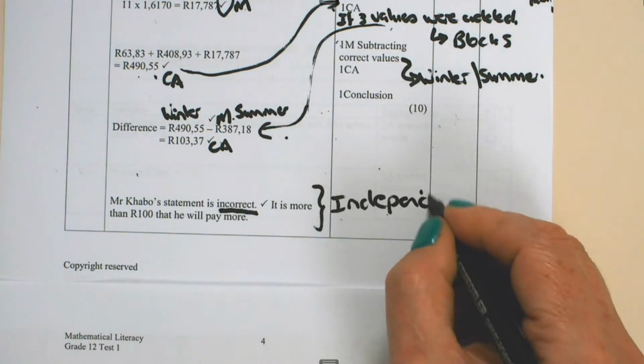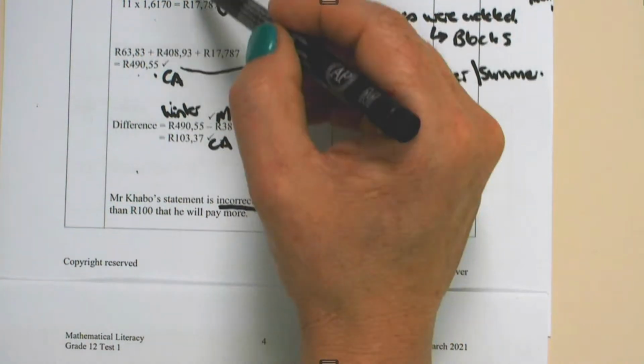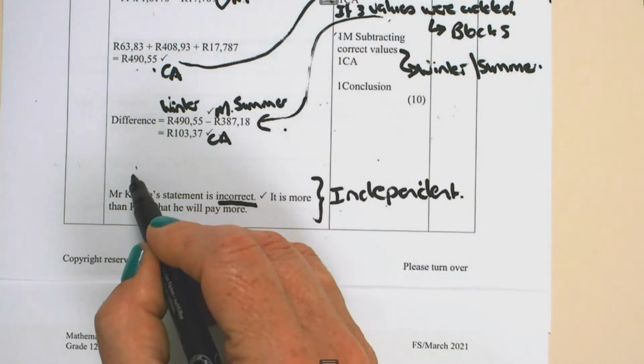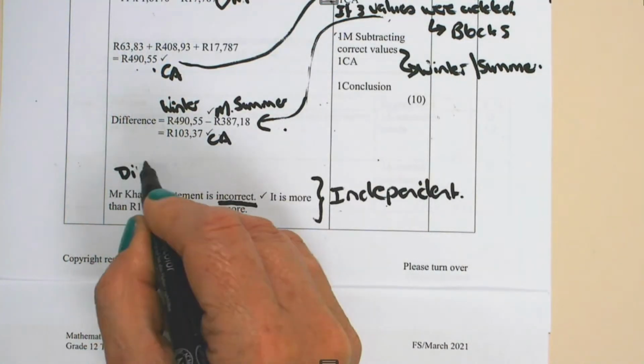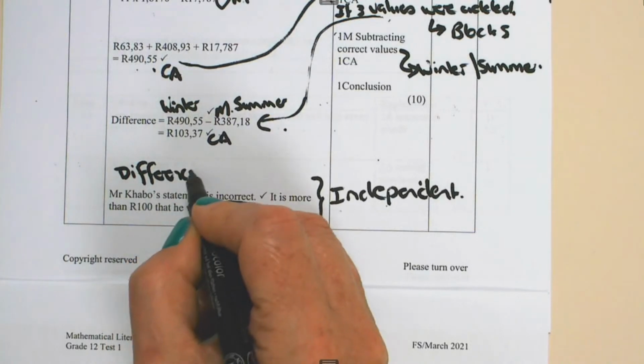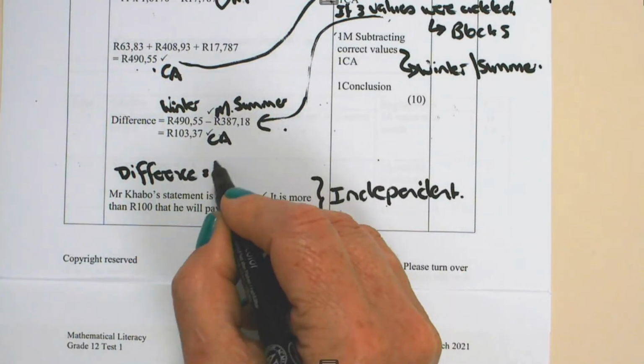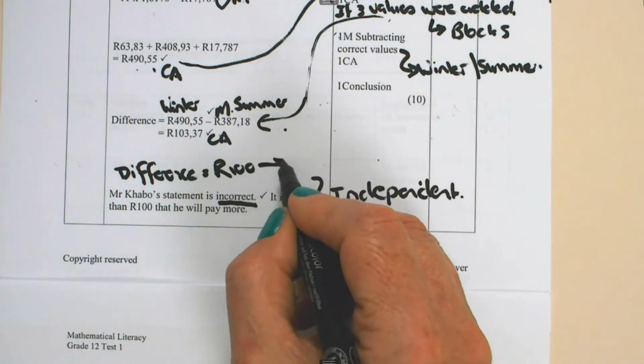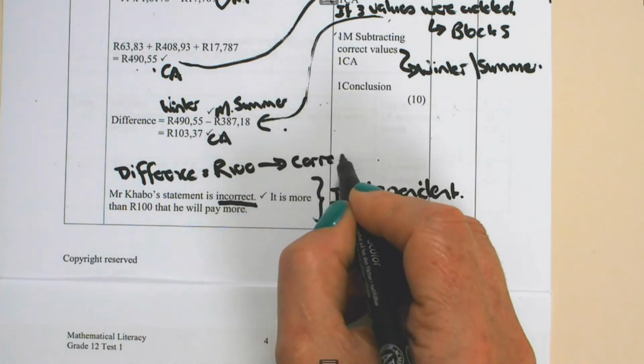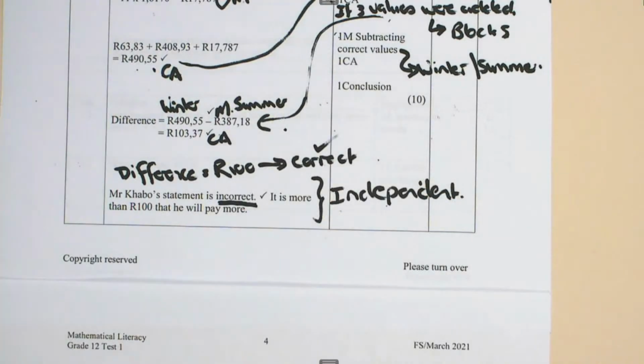If something happened and the learners do subtract 2 values and they answer the difference is 100 rand. For some reason, something that they did, they see the difference is 100 rand. And then they say Mr. Kabu is correct. Then and only then you can give that mark for correct, if they calculated the difference to be exactly 100 rand. But in this case, and as it is here on the memo, the statement is incorrect.